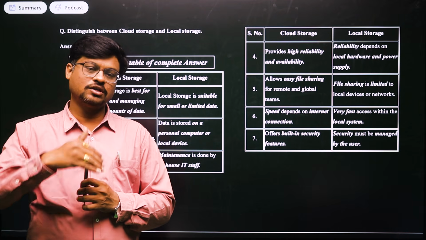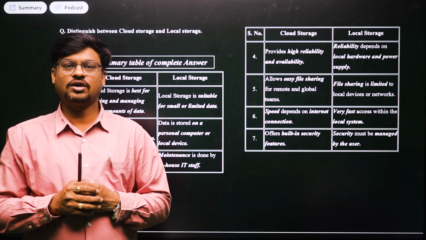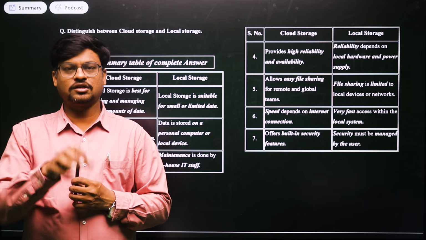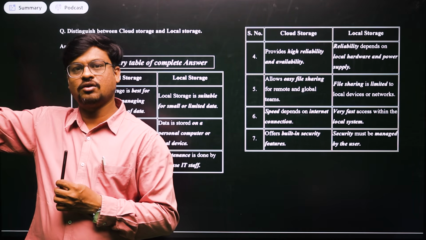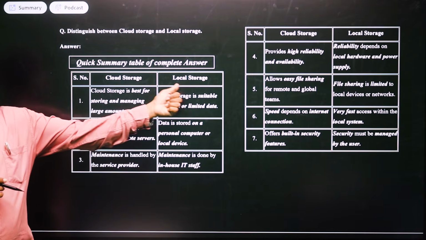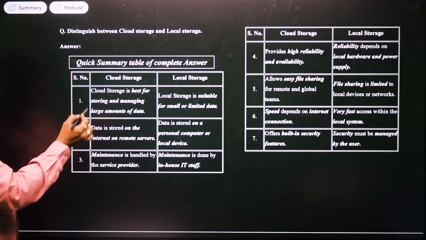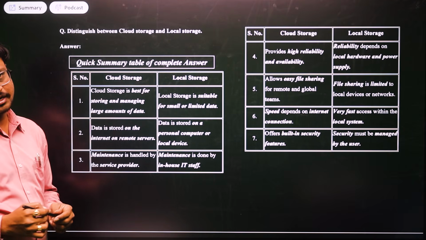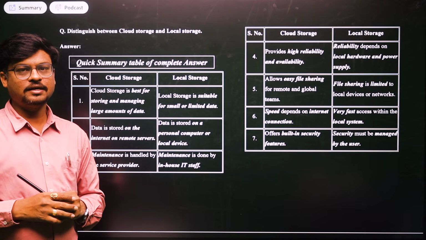If the data is stored in your personal device, in your personal system, I call it local storage, and you can access it anytime. If the data is stored in someone's space, like in the Google space, I call it cloud data. So we have cloud storage and local storage, and a quick differentiation between them. Cloud storage is best for storing and managing a large amount of data. Local storage is suitable for small and limited data.